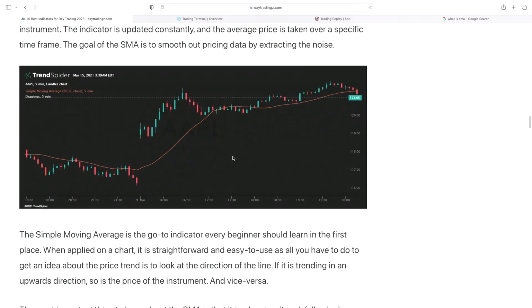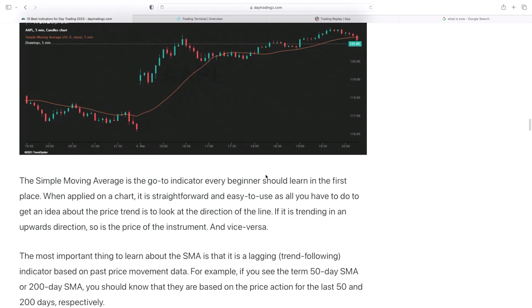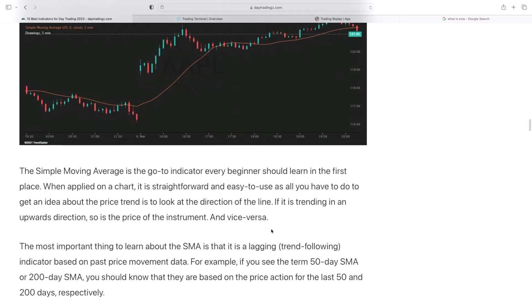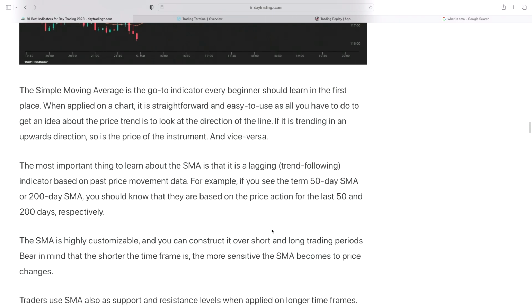So let's move back on to the simple moving average. It's the go-to indicator, and it looks easy to use because it's just this line over here. If it's trending in an upwards direction, so is the price of an instrument, and vice versa. The most important thing to learn about the SMA is that it is a lagging, meaning trend following, indicator based on past price movement data. So for example, if you see the term 50-day SMA or 200-day SMA, you should know that they are based on the price action for the last 50 or 200 days respectively.